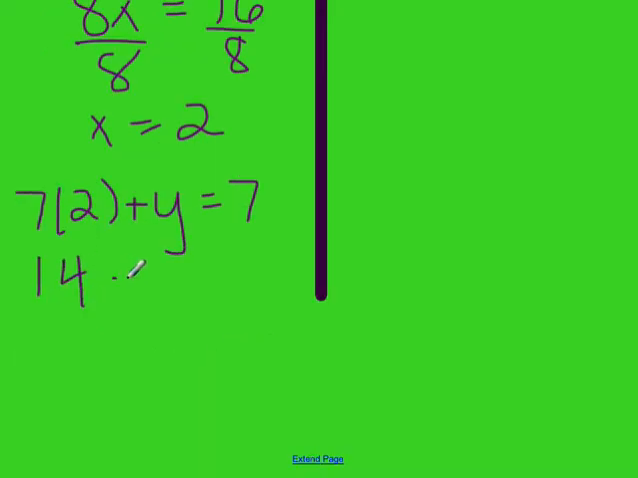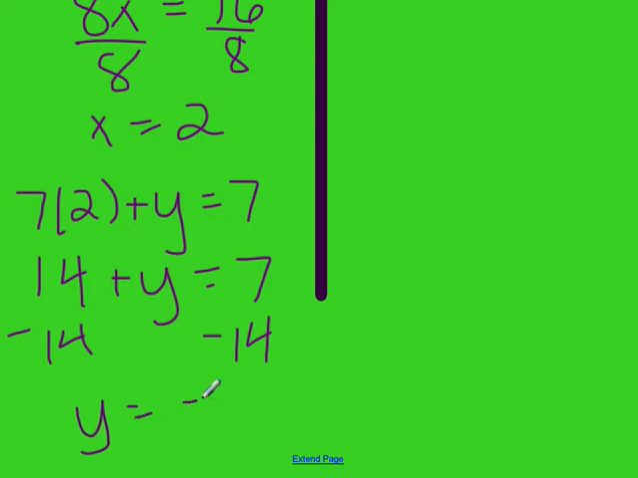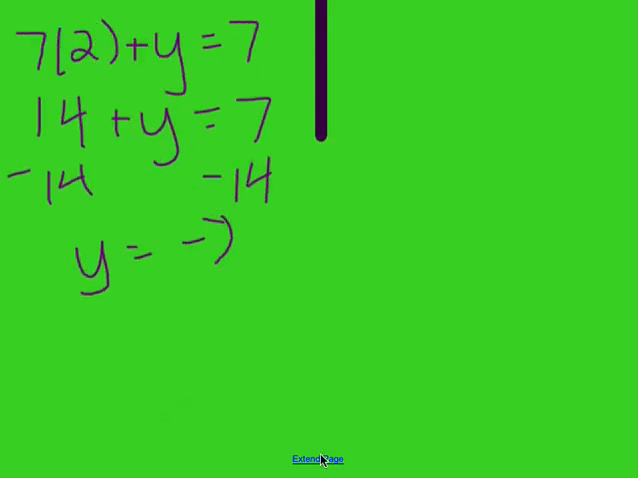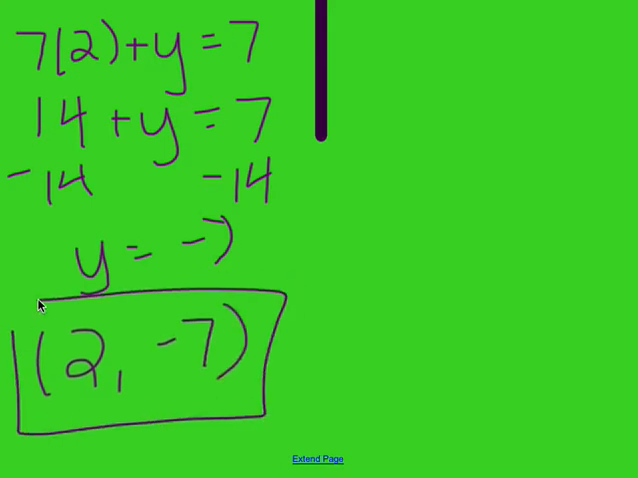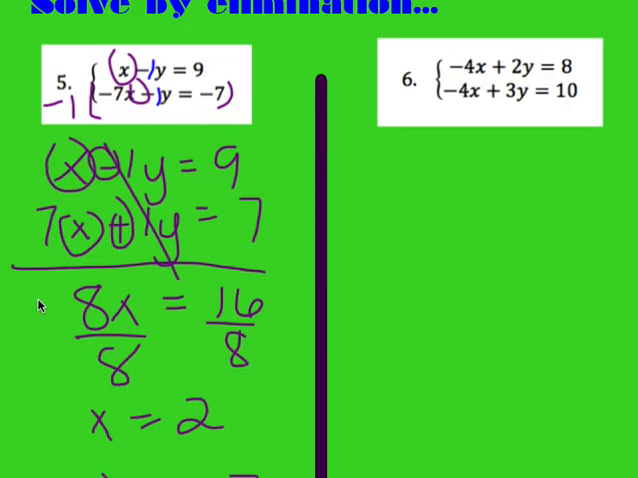Okay, and now I need to solve this for y. So I have 14 plus y is equal to 7. Subtract 14 from both sides, and I get that y is equal to -7. So then I can write out that point, 2, -7, as my final answer for number 5. Now let's take a look at number 6.